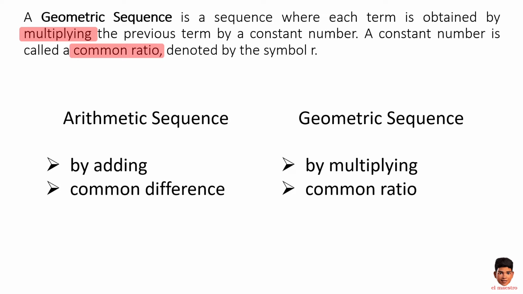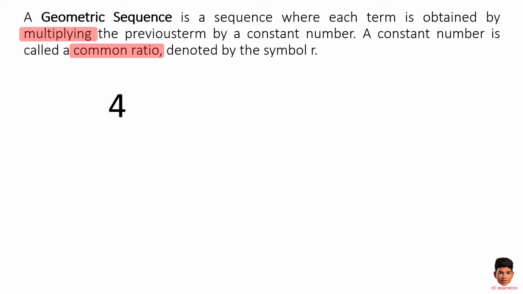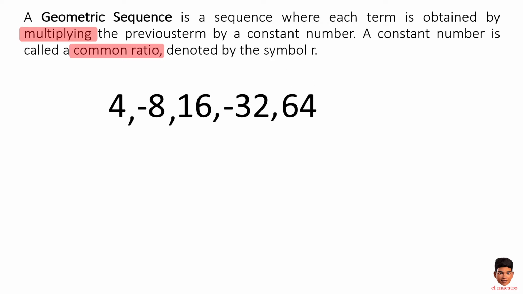So, we will have an example of geometric sequence. This time we have 4. The next number is negative 8. What do you think will be the next number? We have 16. Next is negative 32. And the last one is 64. Paano natin nakuha itong mga number na to? And ano kaya yung next kay 64? If we continue this sequence or this pattern.